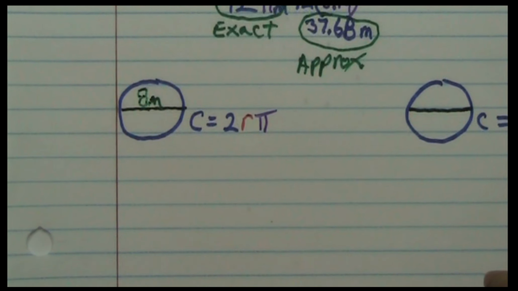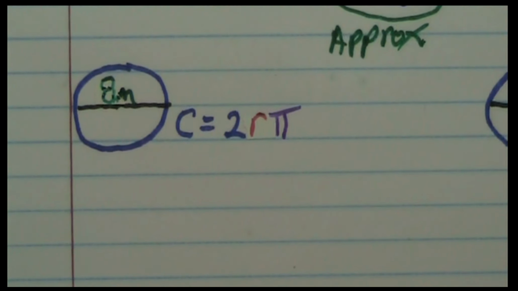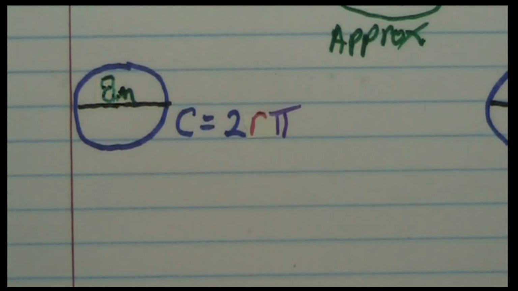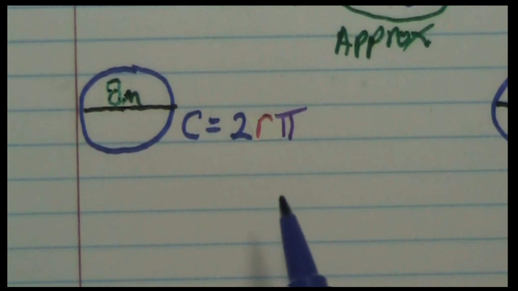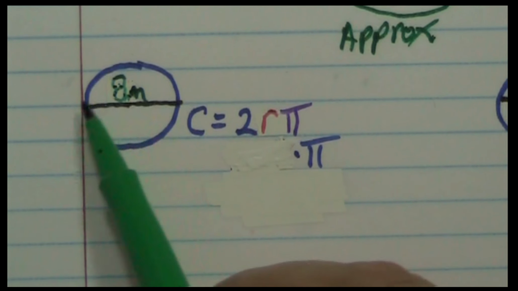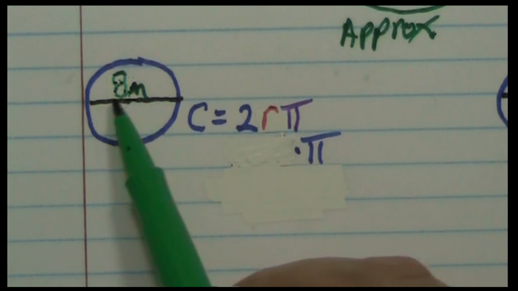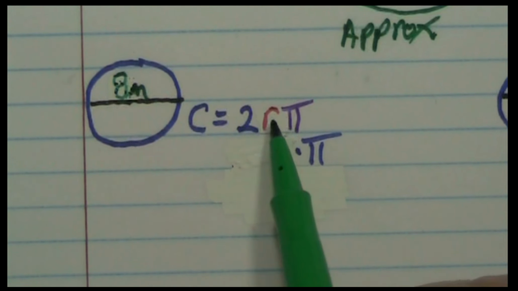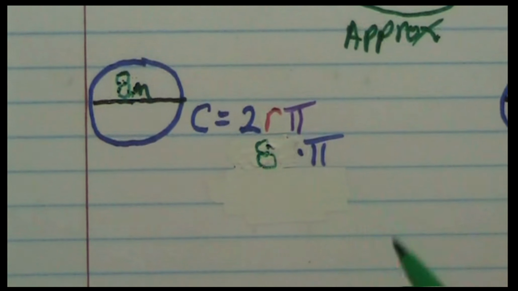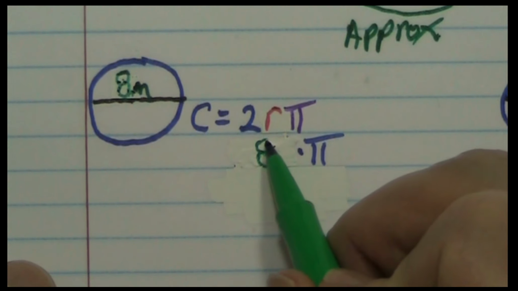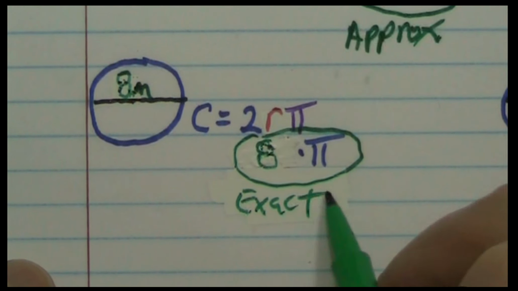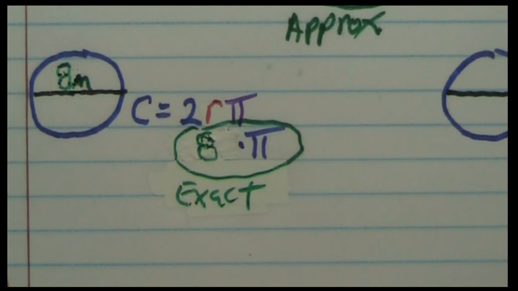Okay, let's go to the one below it. And notice that it is 8 meters across. Well, we know our formula is 2r pi. So we want 2 times the radius. Now wait a minute, that's not the radius. That's the diameter, right? Which is 2 radiuses. So really, I could put 2 times 4, or I could just put the number 8. Because the diameter is 2 radiuses. So really, the answer is just 8 pi. That's the exact answer.